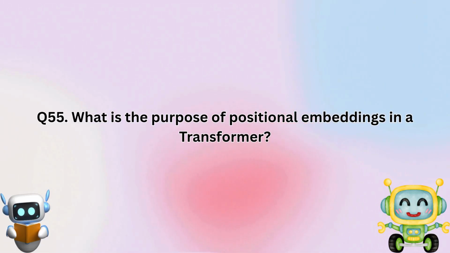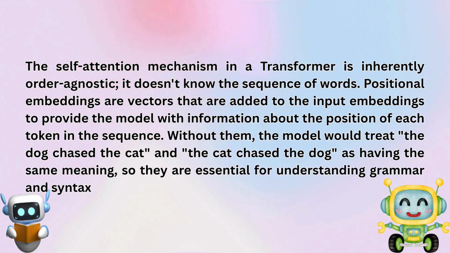What is the purpose of positional embeddings in a transformer? The self-attention mechanism in a transformer is inherently order agnostic. It doesn't know the sequence of words. Positional embeddings are vectors that are added to the input embeddings to provide the model with information about the position of each token in the sequence. Without them, the model would treat "the dog chased the cat" and "the cat chased the dog" as having the same meaning, so they are essential for understanding grammar and syntax.